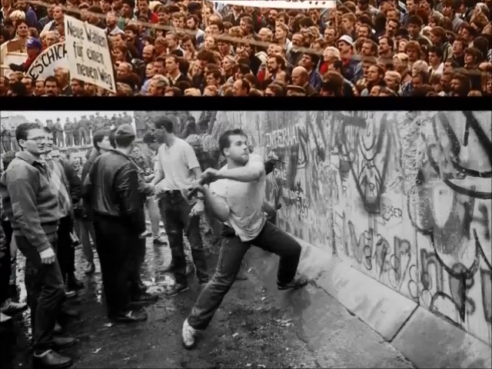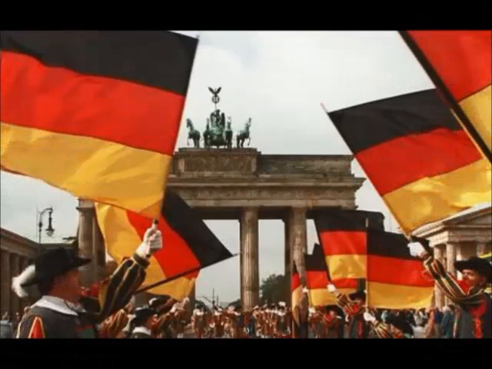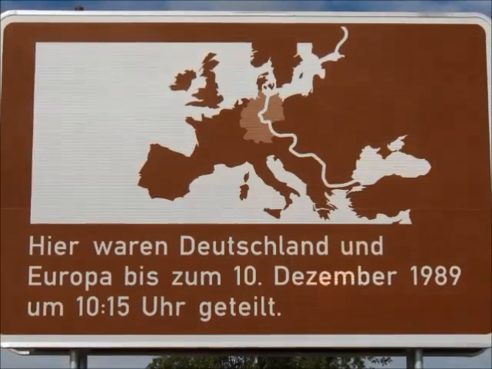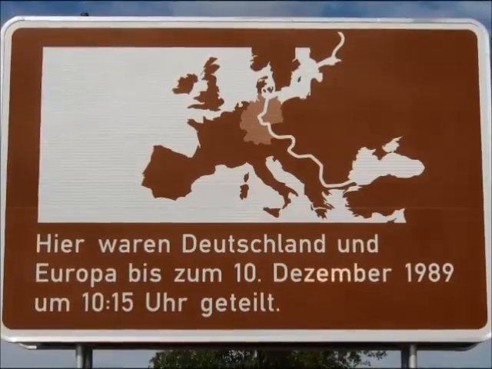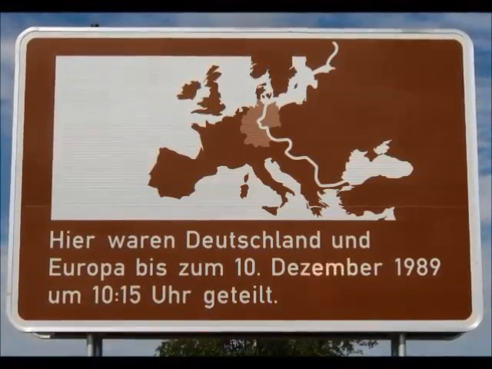The fall of the Berlin Wall on November 9, 1989, represented the fall of communism in East Germany. On November 9th, the East German government announced the opening of all East German borders. Reunification followed on October 30, 1990, under the West German Constitution, as conservative parties supporting reunification won the election. This sign in Germany marks the spot at which both Germany and Europe were divided until December 10, 1989, at 10:15 a.m.